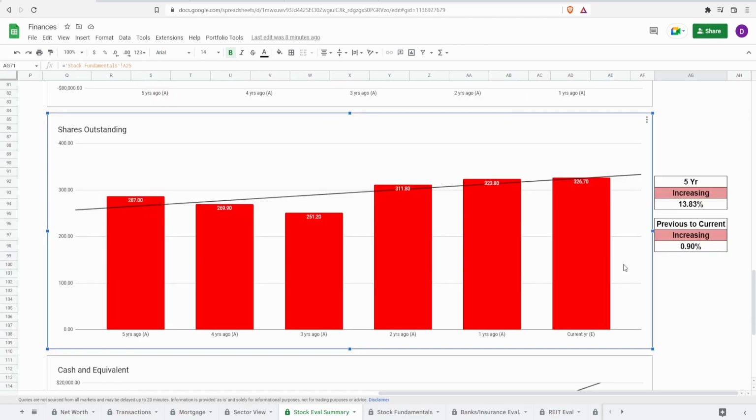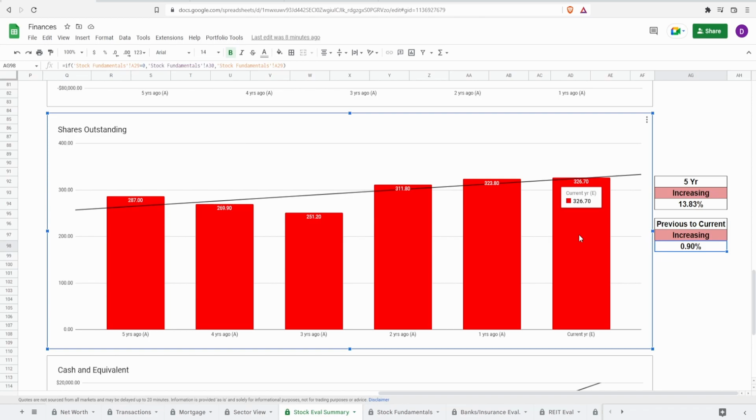Now looking at the shares outstanding, a metric that unfortunately companies tend to fail because, well, companies, when they start to get into a tailspin, they tend to issue shares to try and recuperate some cash so that way they can continue to grow. However, in doing so, they dilute you as the investor, and it is not good in the slightest. When it comes to UAL, you can see it is an increase 5 years ago of 287 million shares to today, guys, of 326.7 million shares, increase of 13.83%, and from the previous year to the current year, it is an increase of 0.9%, going from 323.8 million shares to 326.7 million shares.